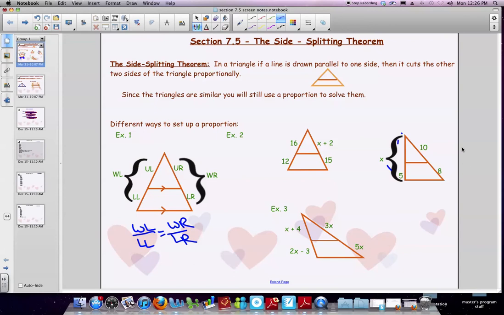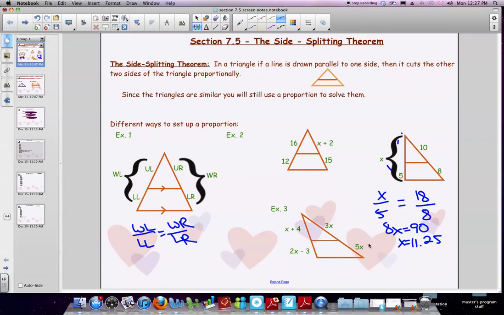So using that concept to set up a proportion, we could put x over 5 on one side of the equal sign, and on the other side of the equal sign, we put the whole right side, which is 18, over the lower right side, which is 8. The same concepts apply. We cross multiply, and you would get 8x equals 90, and then you would divide by 8, and x is 11.25.